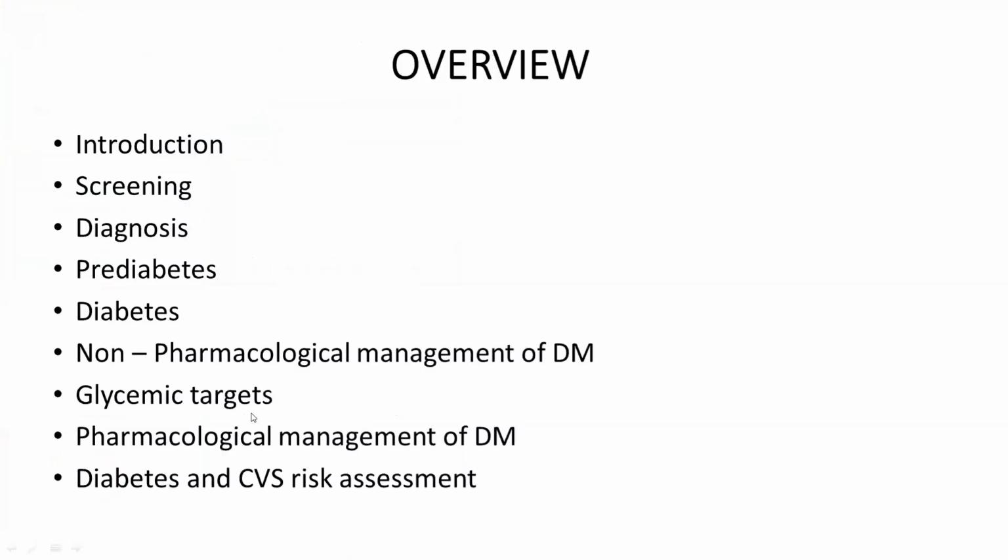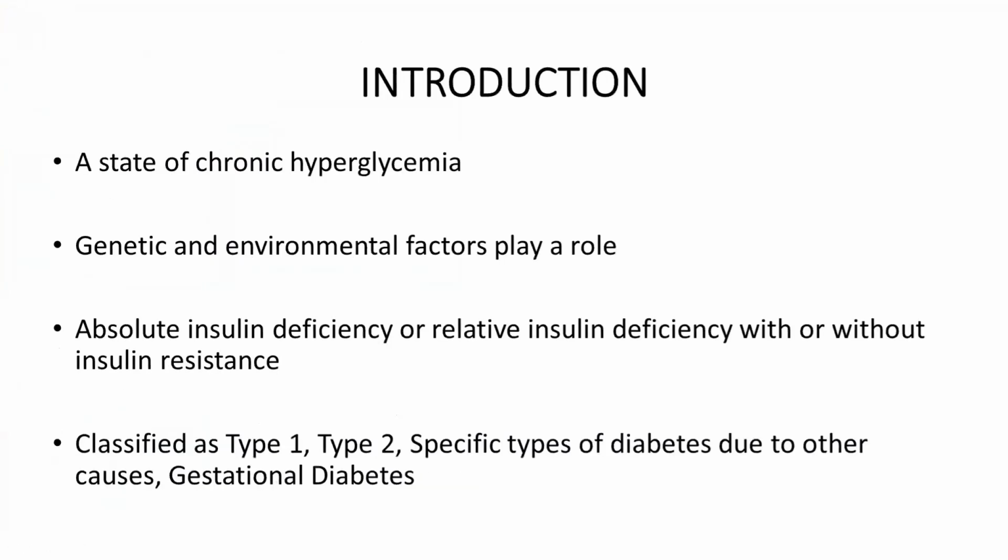Right, so we'll be discussing these topics. First of all, the introduction. It's a recall of what we already know actually. Diabetes is a state of chronic hyperglycemia where genetic and environmental factors could play a role. So it's classified into type 1, type 2, or other specific types of diabetes or gestational diabetes.